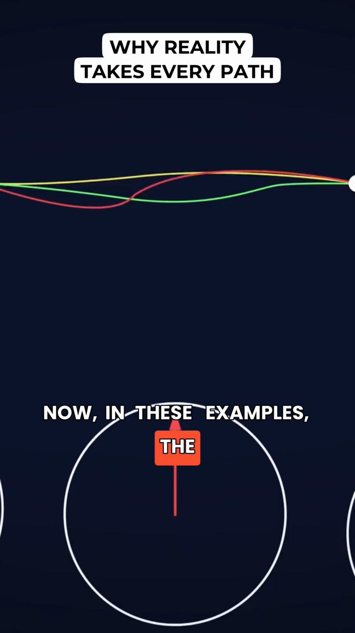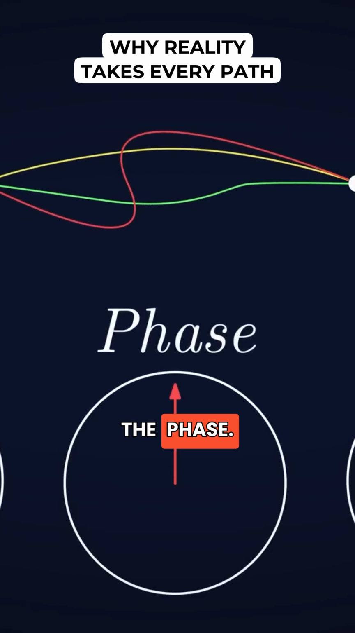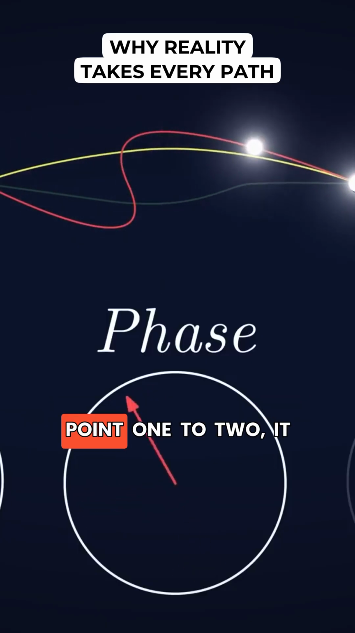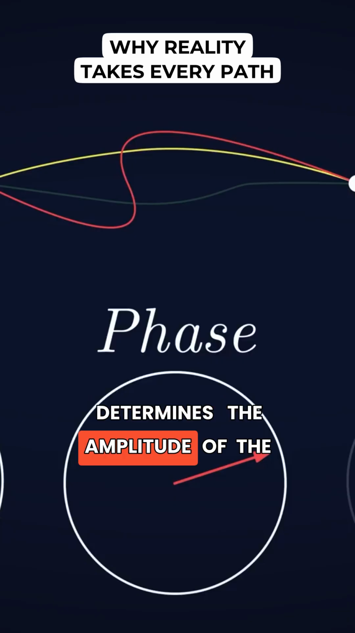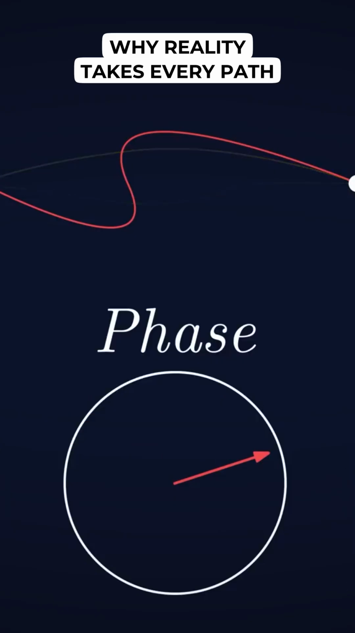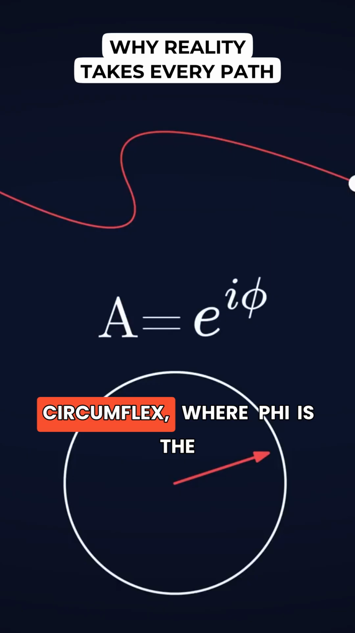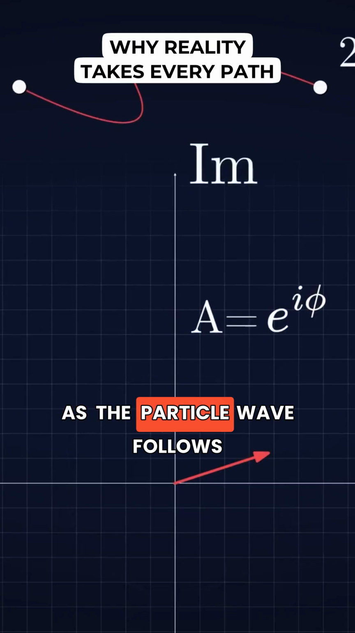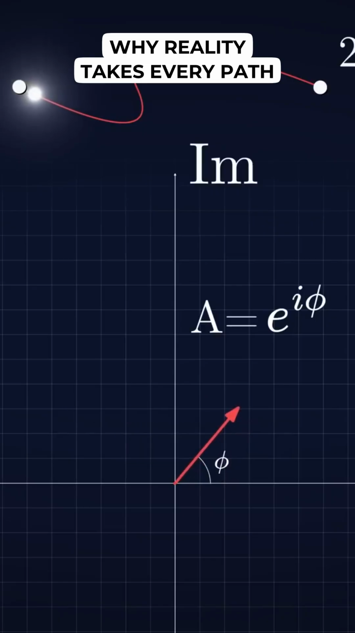Now, in these examples, the stopwatch is not actually measuring time. Instead, it measures something called the phase. Just as in the double slit experiment, when a wave takes a different path from point 1 to 2, it will end up there with a different phase. And this phase is what determines the amplitude of the wave at that point. Mathematically, we can write the amplitude, our stopwatch, as e to the i phi, where phi is the phase. As the particle wave follows a path, its phase increases, winding the vector around.